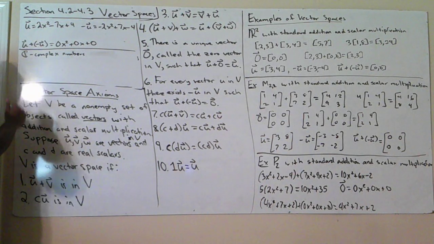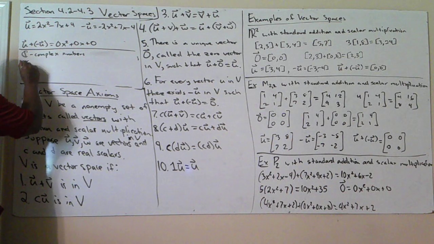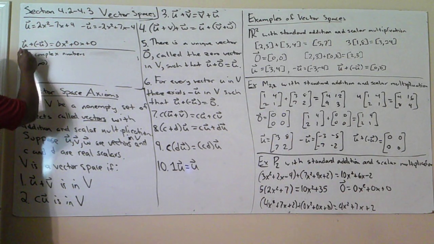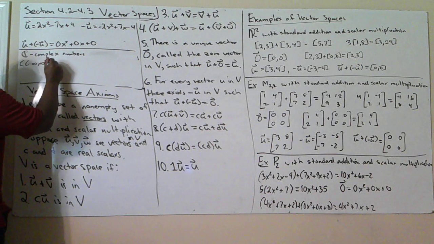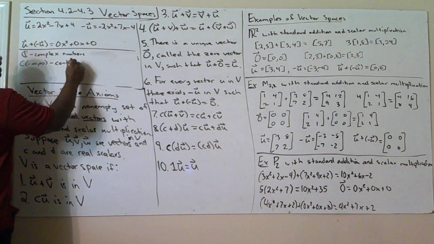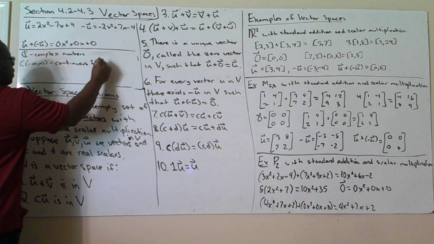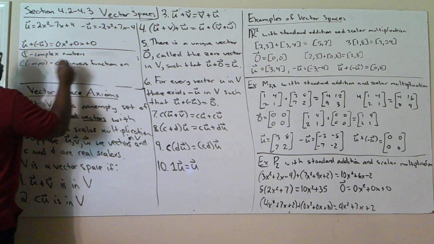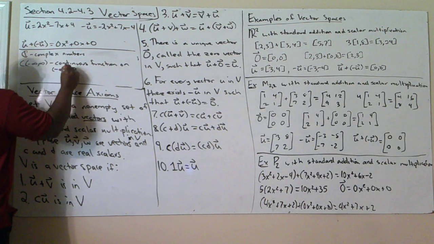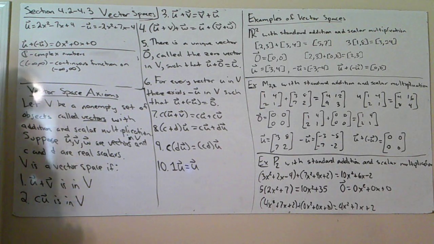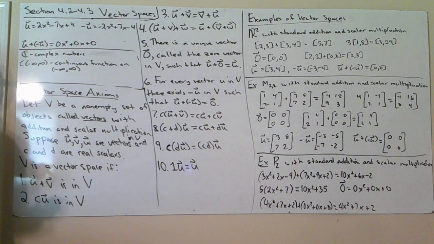Okay. We have the functions C negative infinity to infinity. So this is different from the complex numbers. This means all continuous functions on the interval from negative infinity to positive infinity. And we're assuming again standard addition and scalar multiplication, so how we add functions together and how we multiply functions by a scalar. Okay, that would be a vector space.